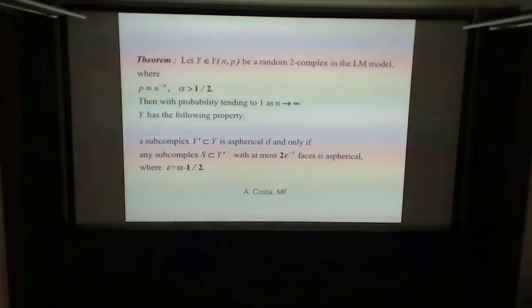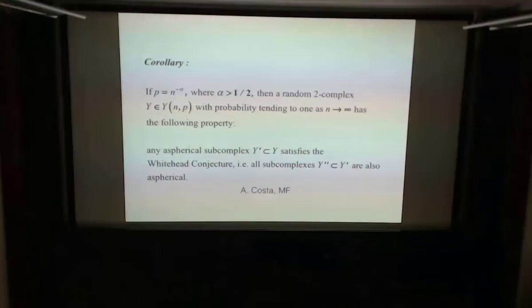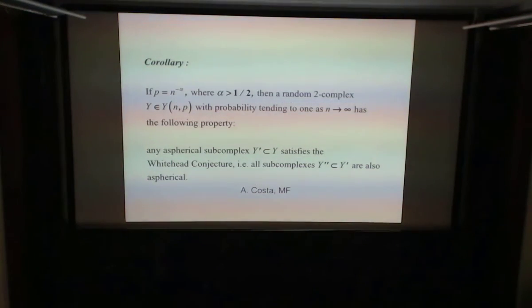As a corollary of this theorem, it follows that under the same assumptions as before, with alpha greater than 1/2, any spherical subcomplex satisfies the Whitehead conjecture, which means that all subcomplexes of Y' are also spherical. This follows automatically from the previous theorem, because if Y' is spherical, it doesn't have the small pieces forbidden by that theorem, so every subcomplex also has none of these small pieces.